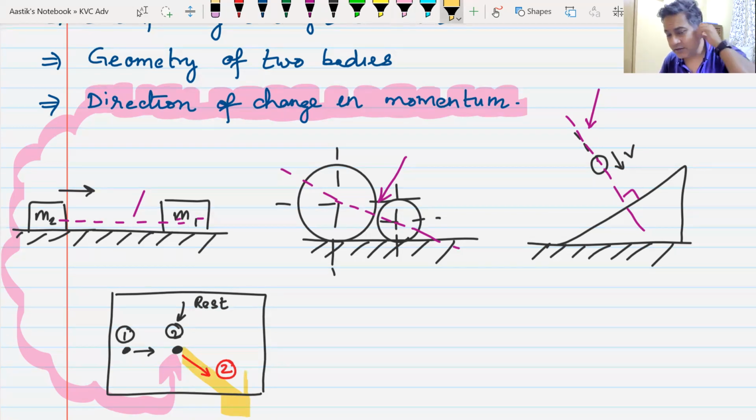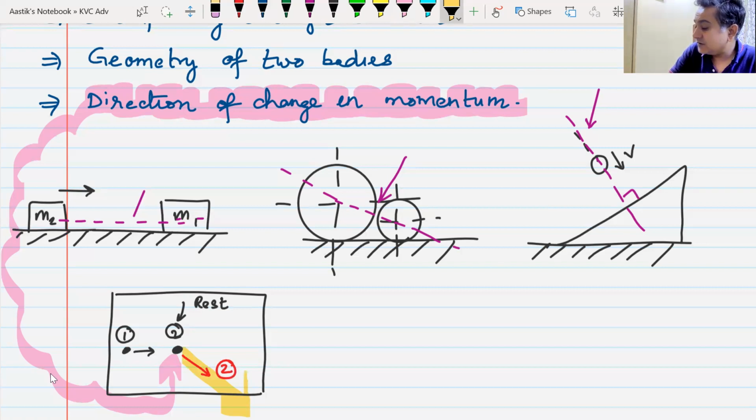So normally in most of the cases, the line of impact is the common normal. But in some very peculiar cases, if you have one ball stationary, you can find out from the direction of the motion of the second ball, the second object, where the line of impact is. Do we understand this? Yes, sir. So this is all about the line of impact.